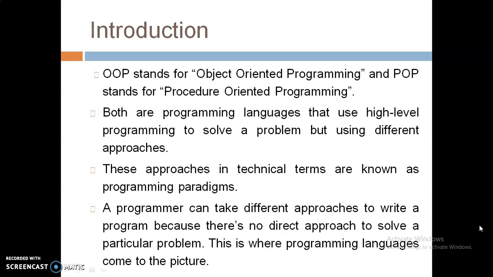So, let's start with the introduction of the topic. We can say OOP stands for Object-Oriented Programming and POP stands for Procedure Oriented Programming. Both are programming languages that use high level programming to solve a problem but using different approaches. These approaches in technical terms are known as programming paradigms. So, a programmer can take different approaches to write a program because there is no direct approach to solve a particular problem. This is where programming languages come into the picture.